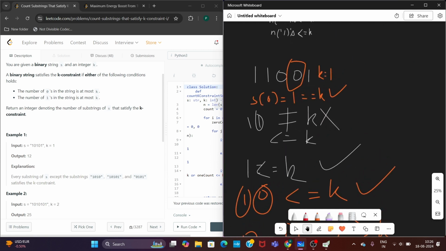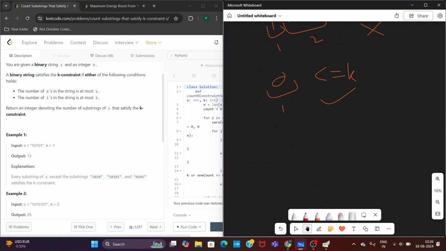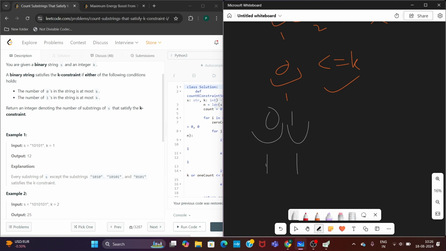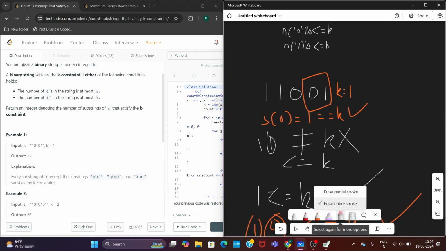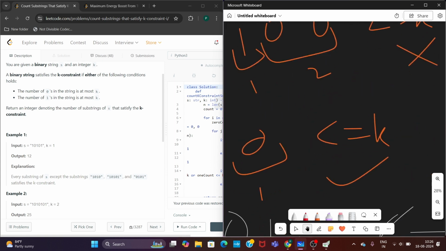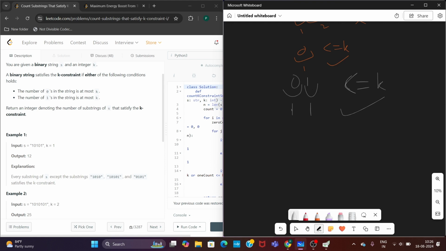Again, moving forward to our last substrings. Our last substring is 01. In 01 we have one zero and one 1, which means it is less than or equal to k over here. So our condition holds true. Now we have this 1 over here. The presence of 1 is less than or equal to k in this condition, so here also our condition holds true.